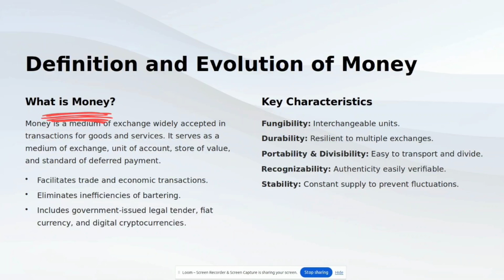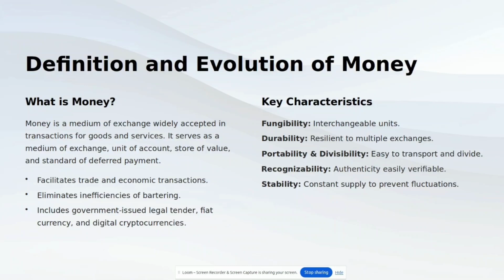So, what is money? Money is a medium of exchange. Money is a medium of exchange widely accepted in transactions for goods and services. It has several key functions: medium of exchange, unit of account, store of value, and standard of deferred payment. So it has different characteristics.